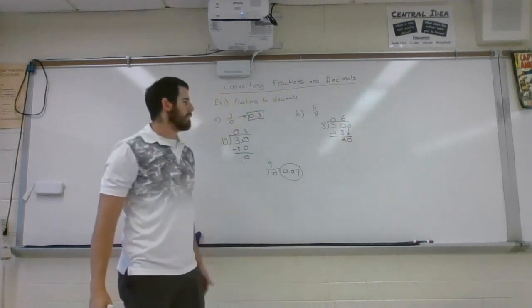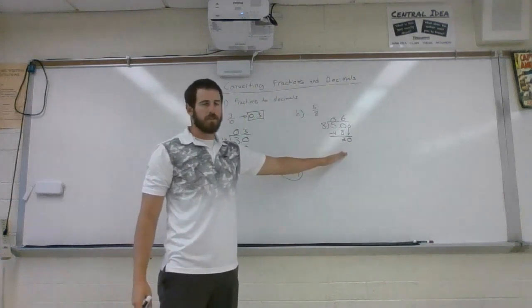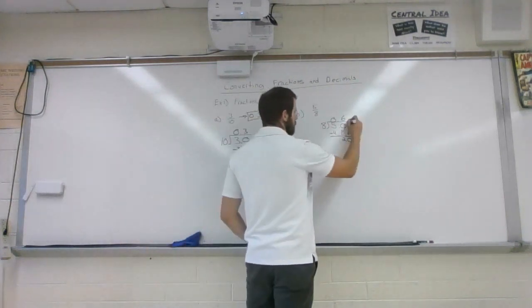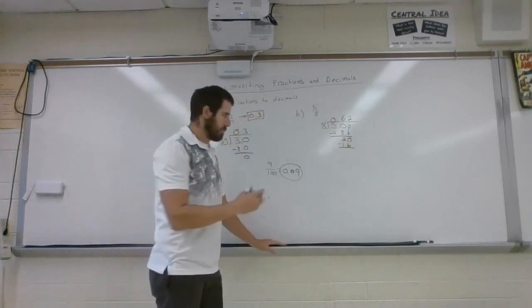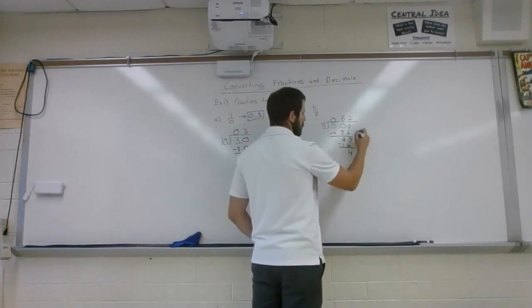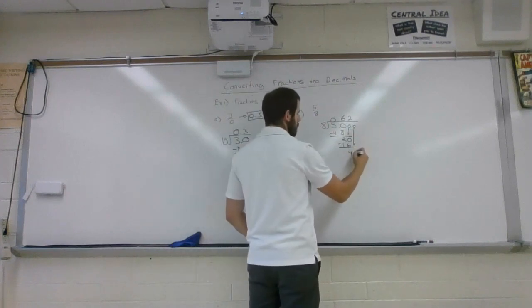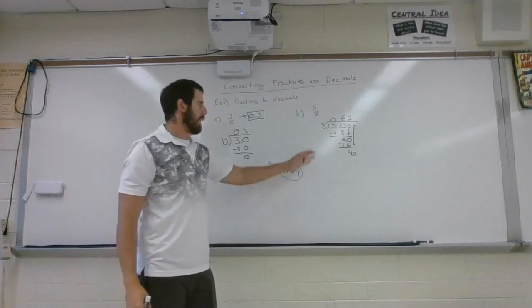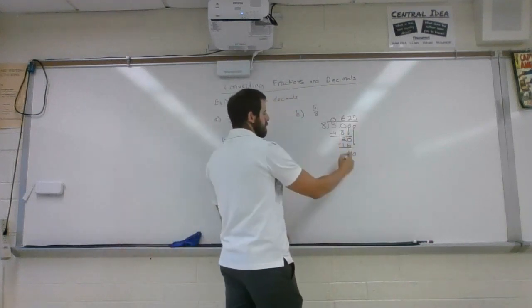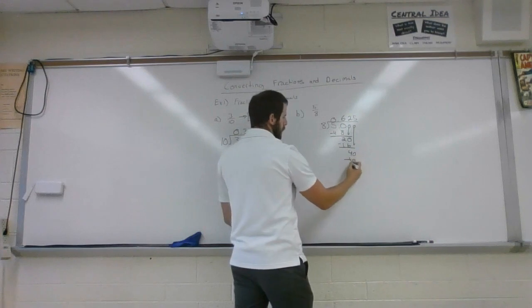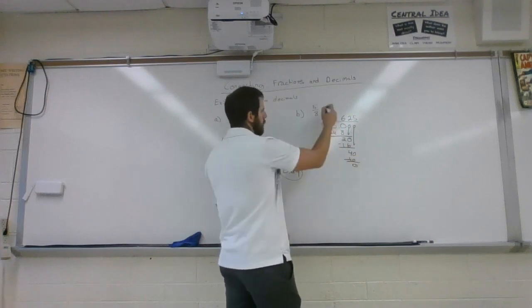Ask yourself again, how many times does 8 go into 20? Well, it goes in 2 times. 2 times 8 is 16. Subtract, we get 4. Again, bringing down a 0. And then how many times does 8 go into 40? Well, it goes in 5 times. 5 times 8 is 40. We subtract, and that is our answer.